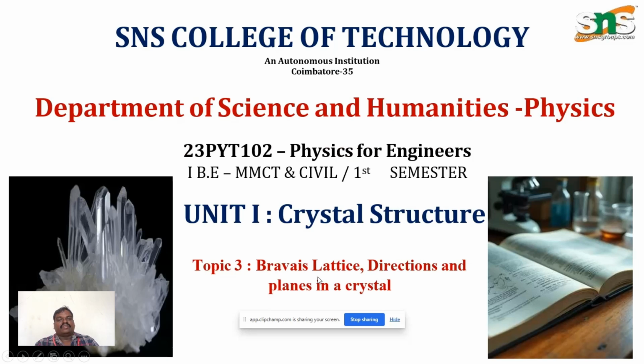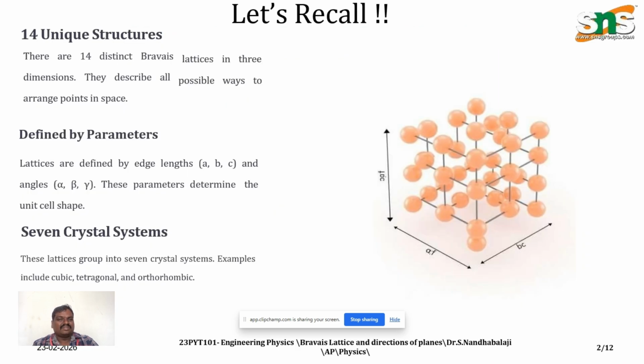Today we are discussing the topic of crystal structures, Bravais lattice, and directions and planes in crystals. First of all, we know the crystal structure, single crystals, and seven different types of crystal systems: cubic, tetragonal, hexagonal, and so on. These have parameters like a, b, c, the edges, and alpha, beta, gamma, the angles, and it's a three-dimensional material.